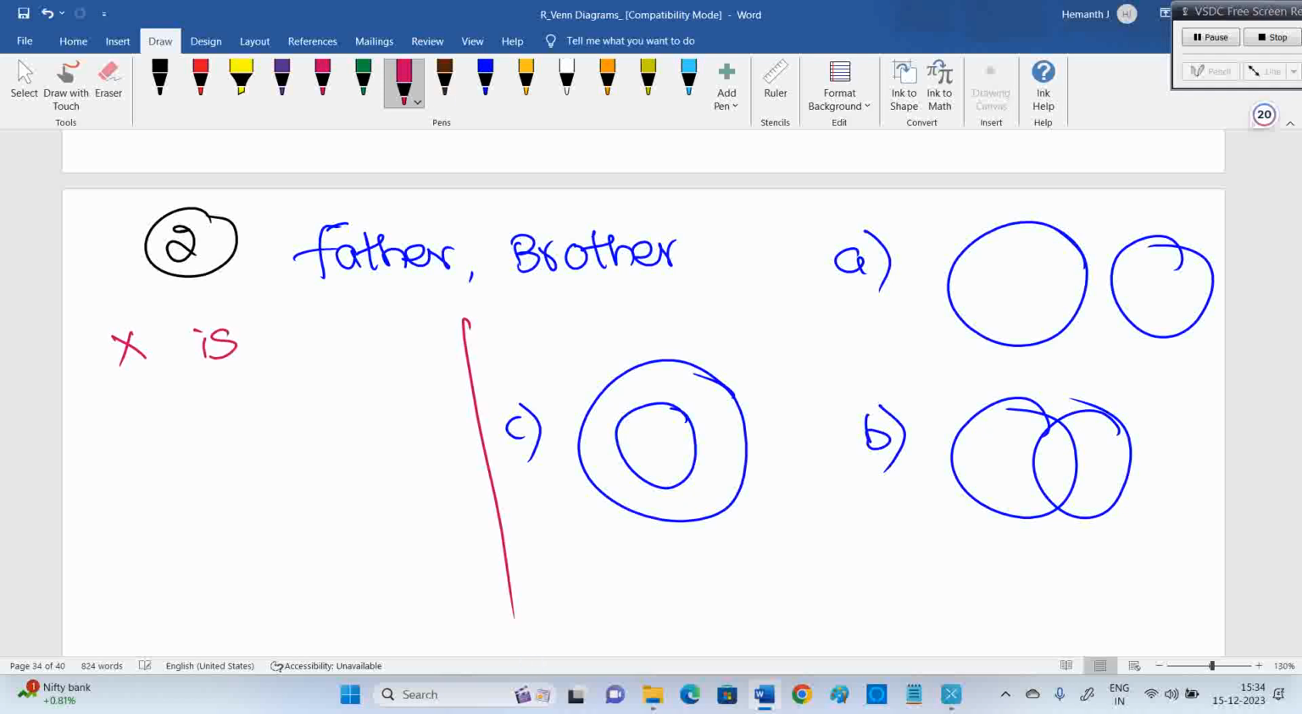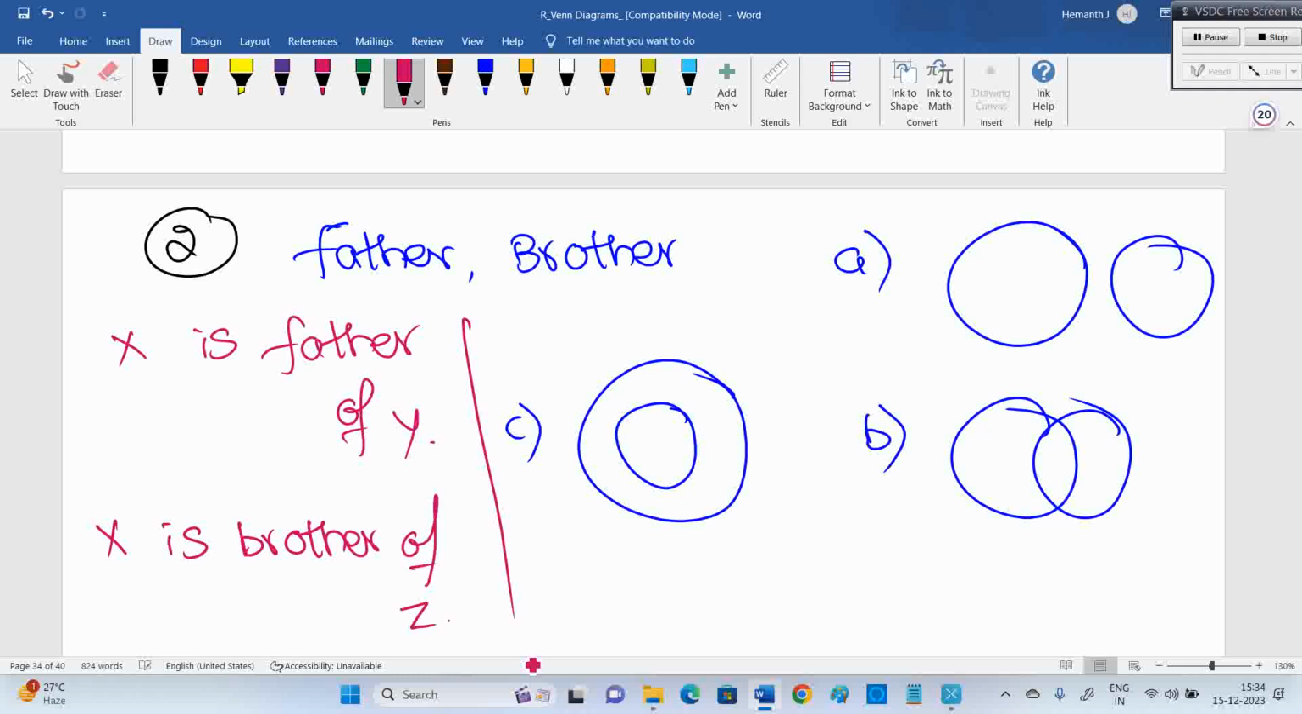X is father of Y. So there is a person called X. He is father of Y. X is brother of Z. So the same person X can be father for someone. Is this possible? Possible or not? Yeah, I have my brother, so he is father for two children. And he is also brother to me.